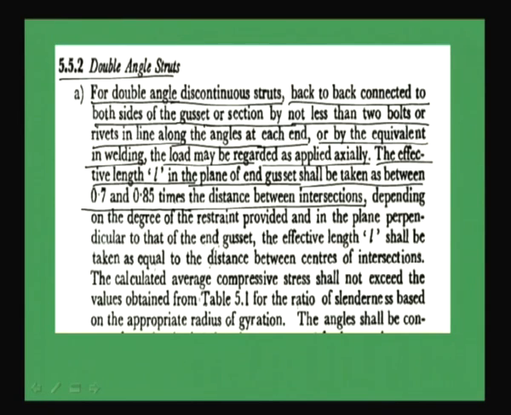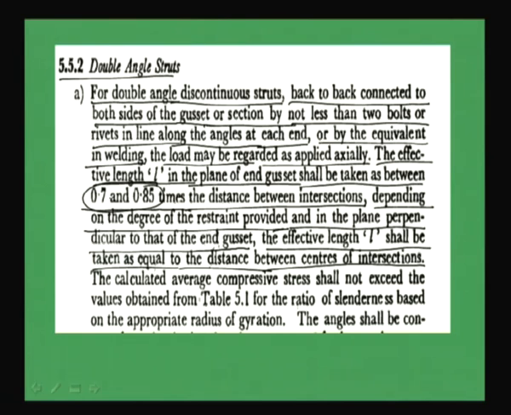So, effective length will be in between 0.7 to 0.85 times the distance between intersections, depending on the degree of the restraint provided, and in the plane perpendicular to that of the end gusset, the effective length L shall be taken as equal to the distance between centers of intersections. So, in one direction this will be 0.7 to 0.85 times the distance between intersections, and perpendicular to that, simply this will be L.